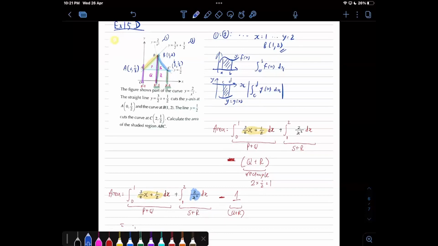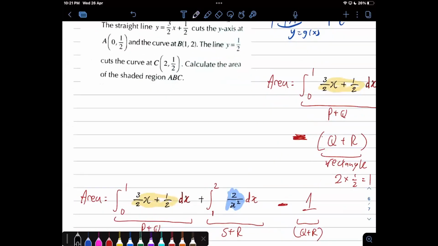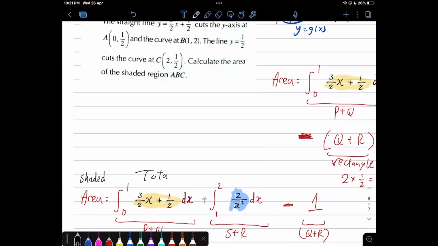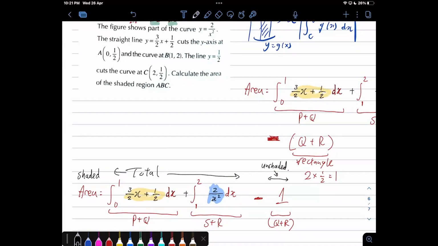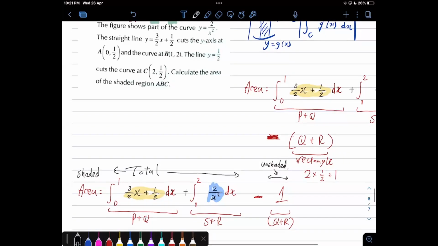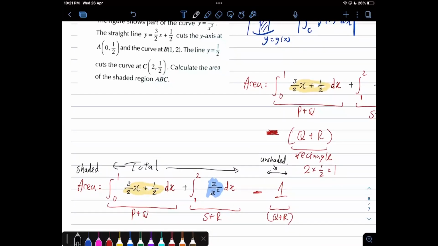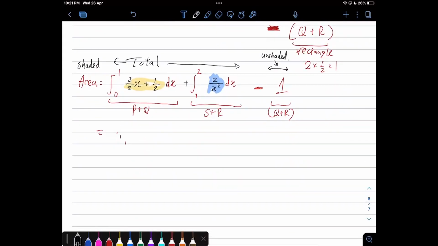Maybe I'll write it down again. Shaded equals total. The total is from here to here, then minus away this part here, the unshaded. This is a very important idea. Although it's quite simple, it's quite important. Shaded equals total minus unshaded. Are we clear? Good. And just be careful, if you have areas that are under the x-axis, it will be negative. Make sure to put a modulus. Just some more tips.